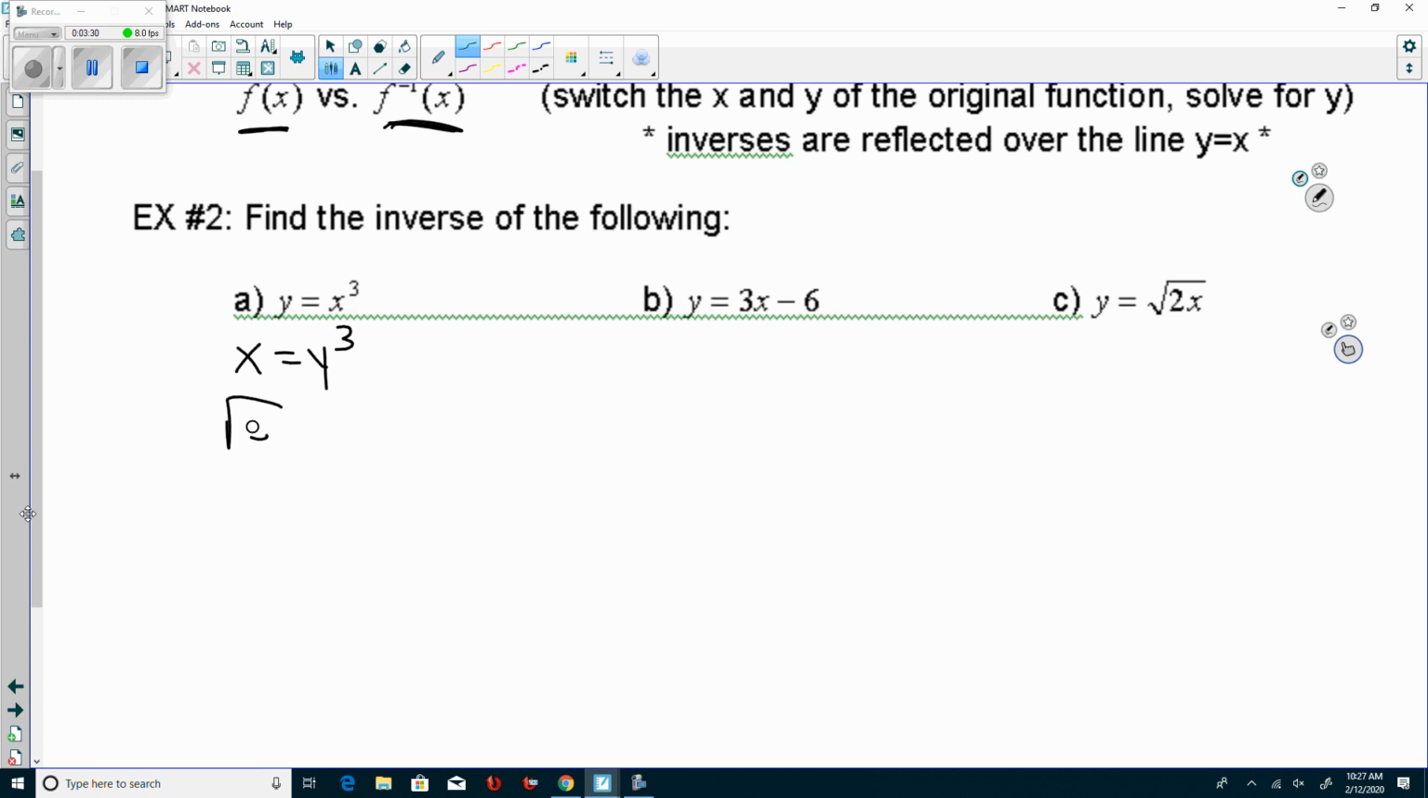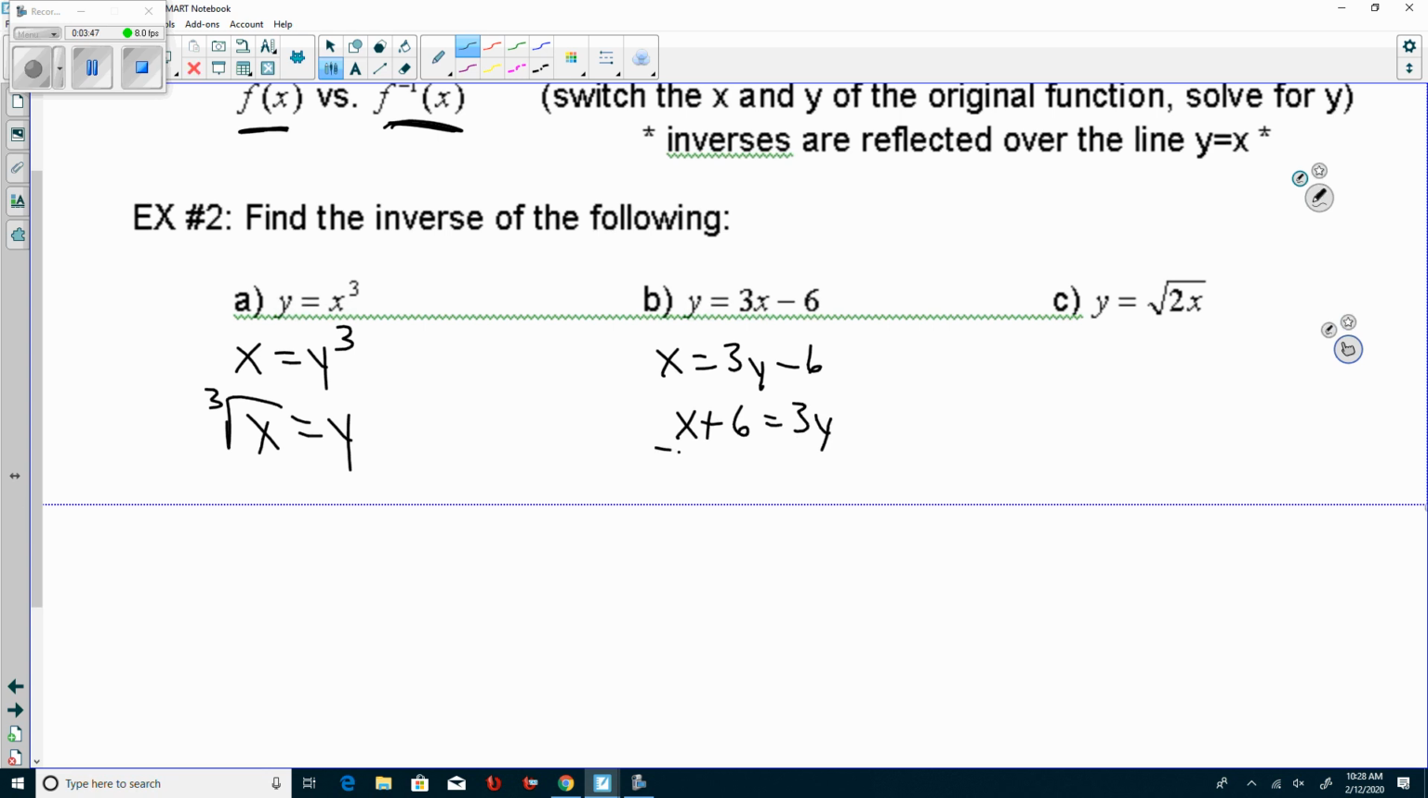Ooh. Okay, that's your inverse. Okay, switch your x and y. And I'll show you all the steps here. Oh my gosh. I don't know what happened there. This is so sensitive. Okay. What's so funny?